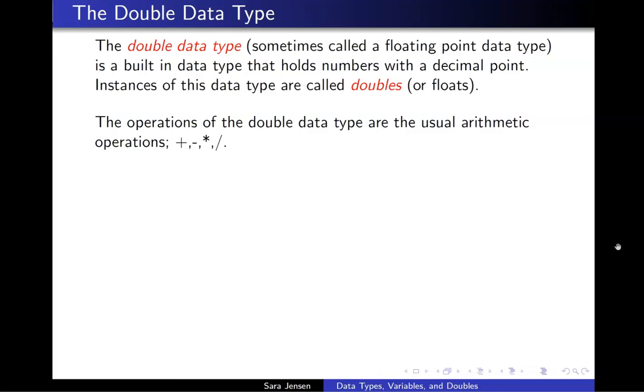For example, things like 3.14, 1.5, or even negative 2.0. When we talk about an instance or an example of this data type, we'll be talking about a double, or in the incorrect version, we'd be calling a single object of a floating point data type a float. The operations that come along with this double data type are the usual arithmetic ones: addition, subtraction, multiplication, and division.